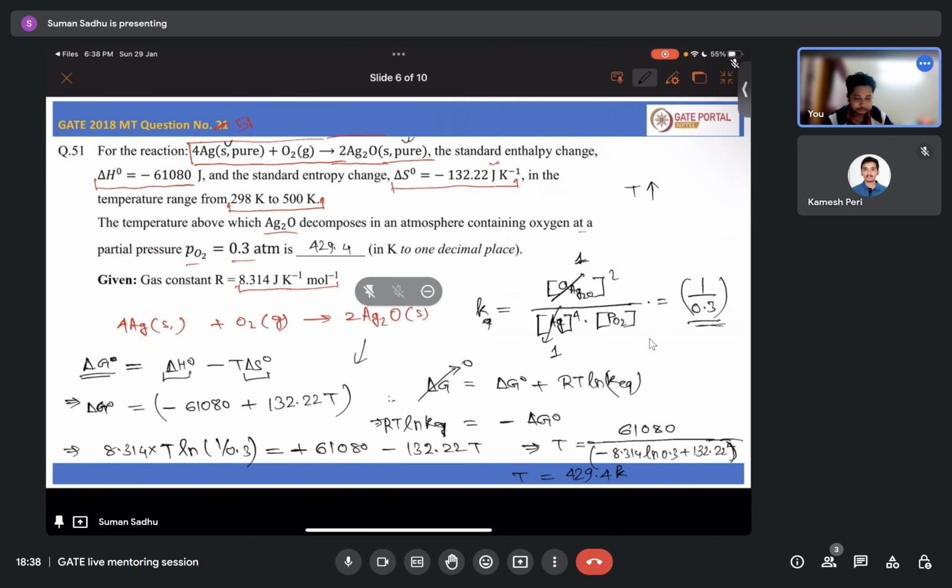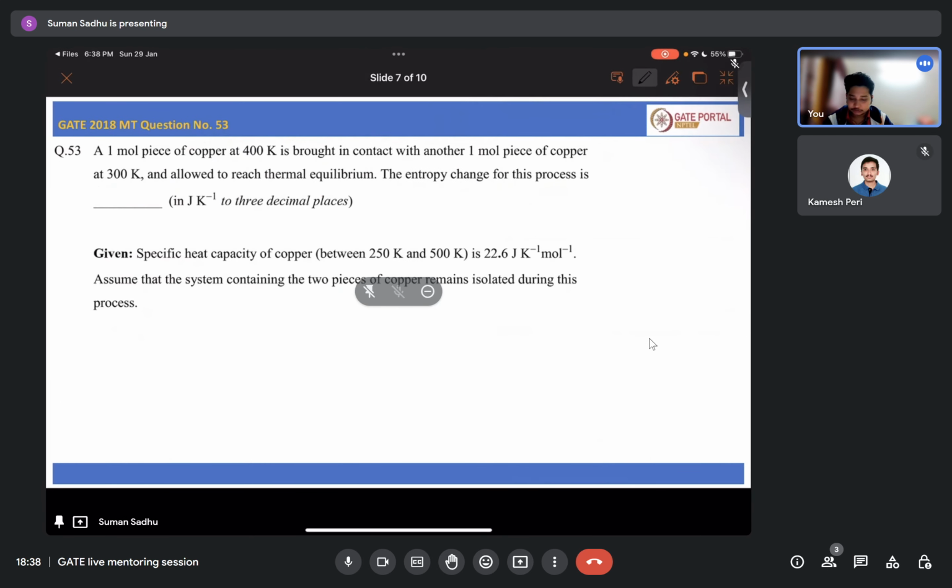Okay, so now let us move to the next question. This is question number 53 of GATE 2018 Metallurgical Engineering. The question is: a 1 mole piece of copper at 400 Kelvin is brought in contact with another 1 mole piece of copper at 300 Kelvin and allowed to reach thermal equilibrium. The entropy change for this process is in joule per Kelvin. You have to calculate the entropy change for this process.